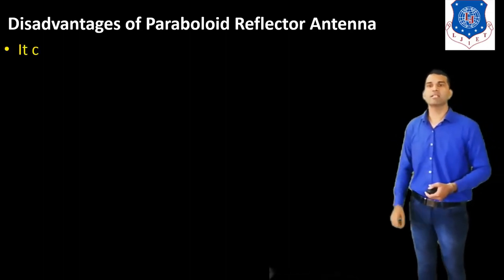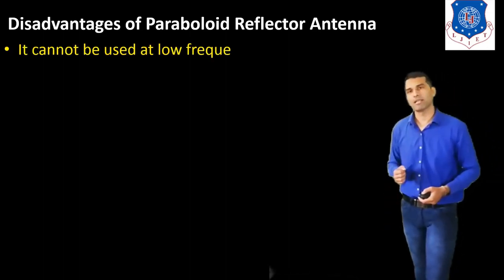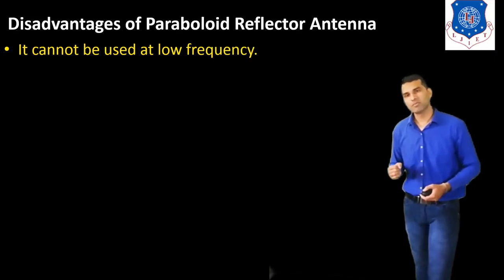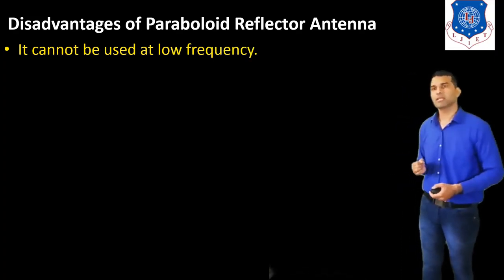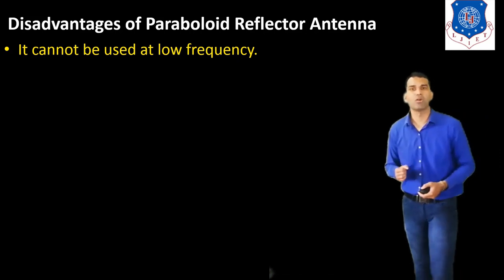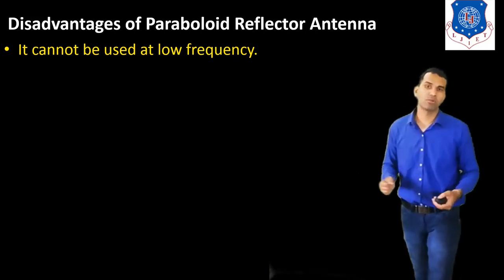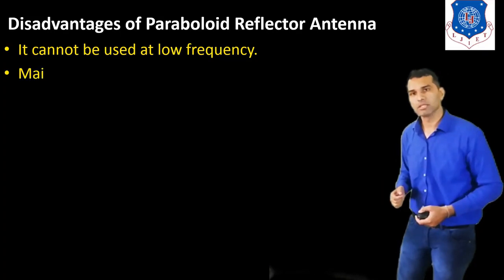Now the disadvantages of the parabolic reflector antenna. There are some disadvantages of this antenna. The first one is that it cannot be used at low frequency. So we cannot use this antenna at a very low frequency.